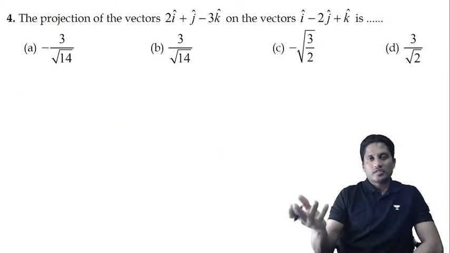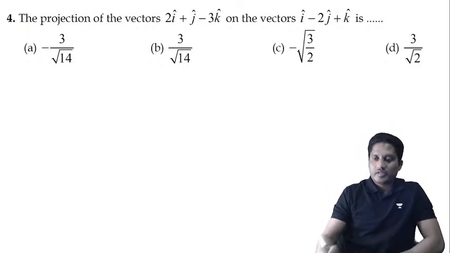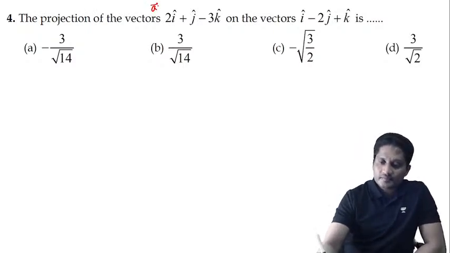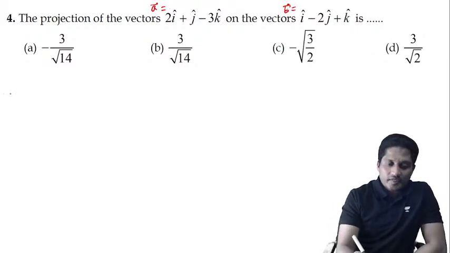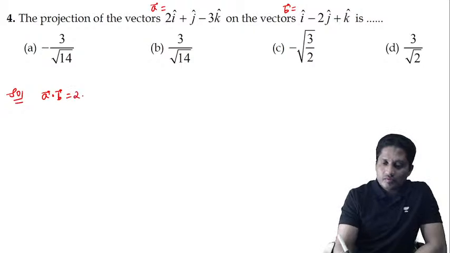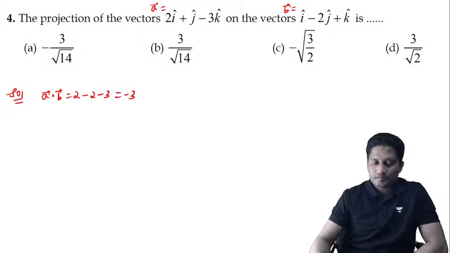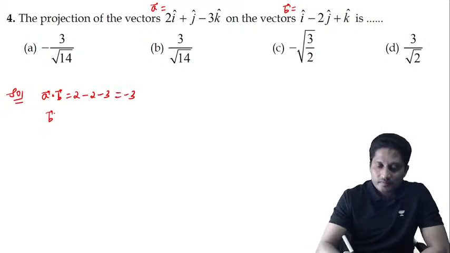Question number 4. This is a similar question which was asked in a previous PYQ. So I take this as vector A and this as vector B. A dot B is equal to 2 minus 2 minus 3, which is equal to minus 3, and modulus of B is equal to root of 1 plus 4 plus 1, which is equal to root 6.